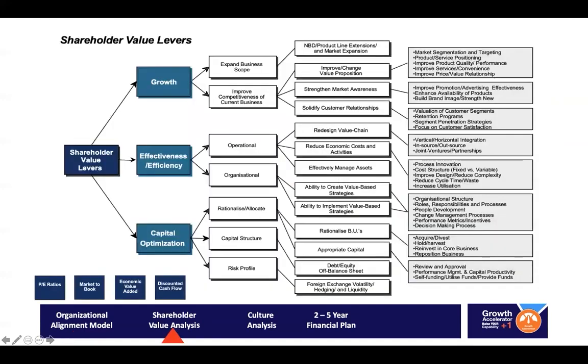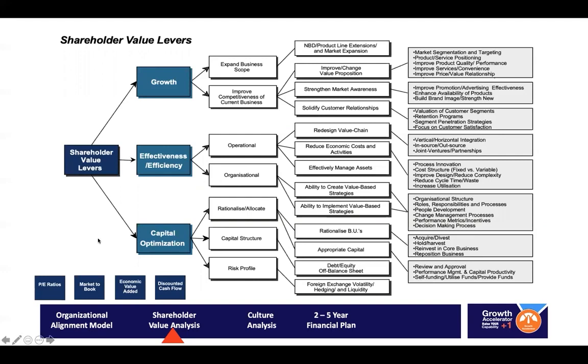If we look at the next one, it is the shareholder value analysis. This tool will provide you with the ability to look at growth initiatives, effectiveness and efficiency objectives, and capital optimization objectives. So if we look at those broadly, the tool will enable us to look at whether expanding business scope can improve things, whether we can improve competitiveness in the current business, or whether we can achieve efficiencies through operational and organizational initiatives or capital optimization, looking at capital structures and the risk profile.